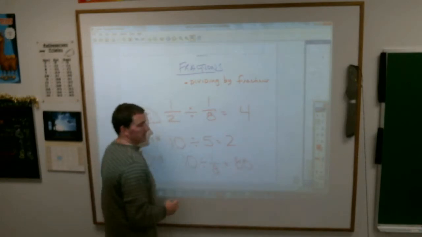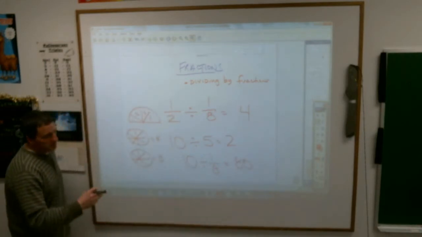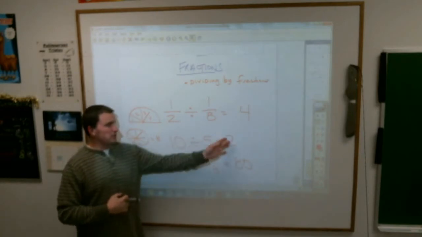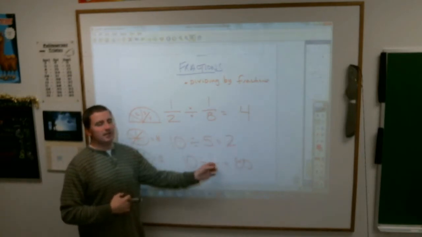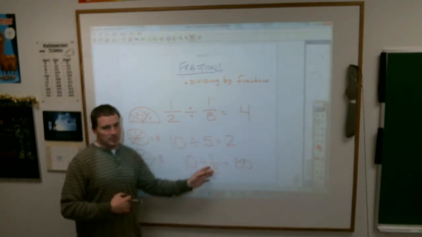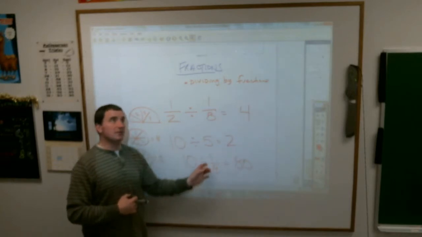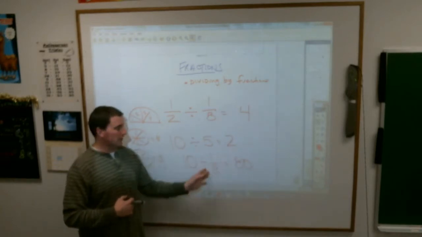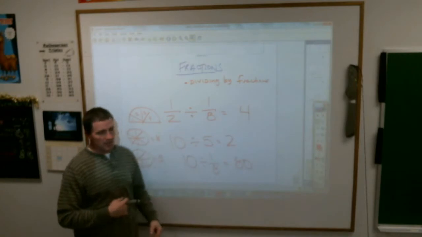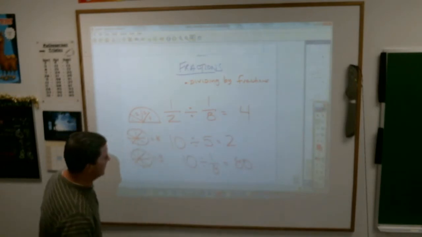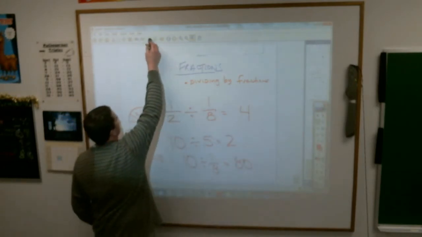Which again, kind of boggles our minds, because we always think with division you get a smaller number. But when you divide by a fraction, when you divide by something smaller than 1, usually you're going to end up with something big on the end. It's just kind of the way it works. But now we're just looking at fractions. Let's try an easy one.